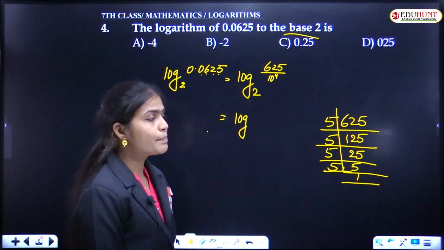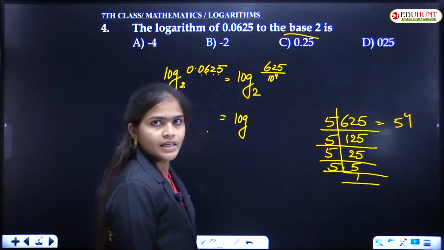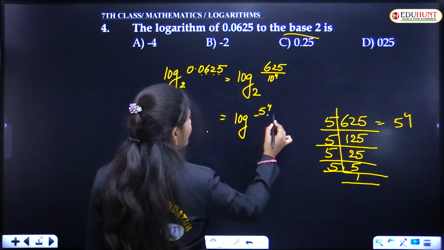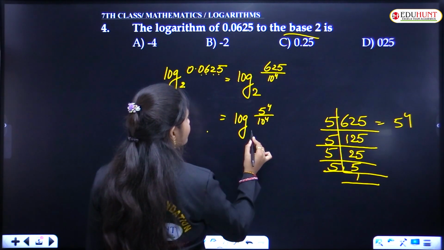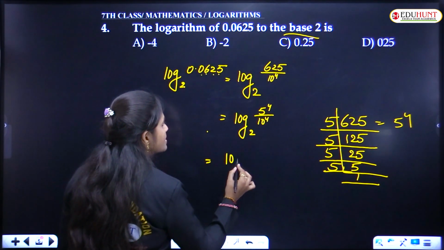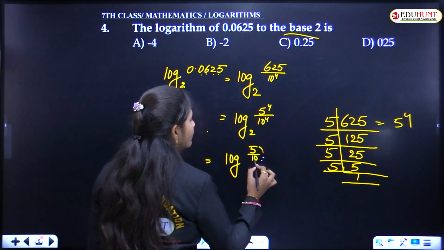Clear? So what is the prime factorization of 625? That is 5 power 4. Clear? So apply that here: 5 power 4 by 10 power 4, and the base is 2. Okay, so we can write this one as log of (5 by 10) whole power 4.